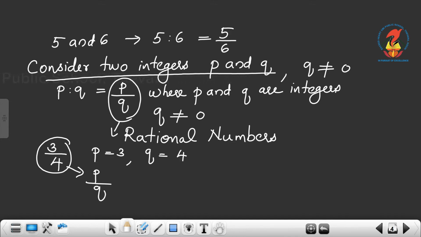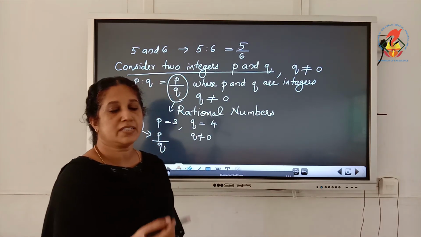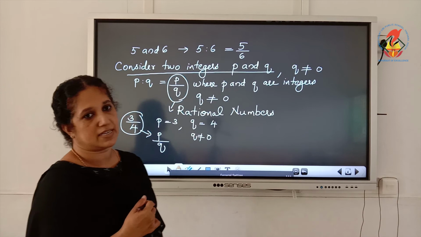We have one more condition. What is that condition? q is not equal to 0. That means the denominator should not be equal to 0. And here q is not equal to 0. So we can call this fraction 3 by 4 as what? A rational number. So it is included in the collection of rational numbers.